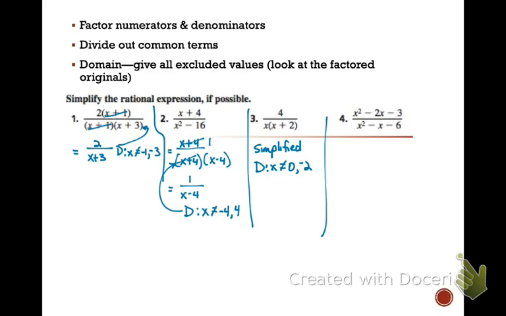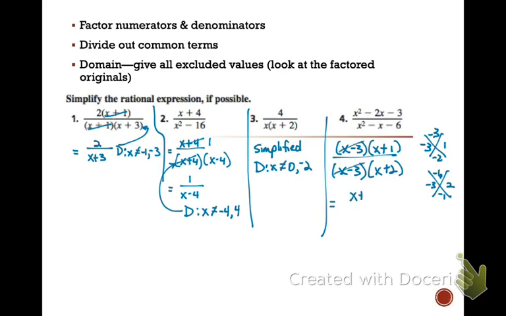All right, now number 4, hopefully you recognize that we need to factor both numerator and denominator if possible. So two numbers that multiply to give us -3 and add to give us -2, which is -3 and 1. And then two numbers that multiply to give us -6 and combine to give us -3, which is -3 and 2. So now let's divide out our common factors, which is the x minus 3.